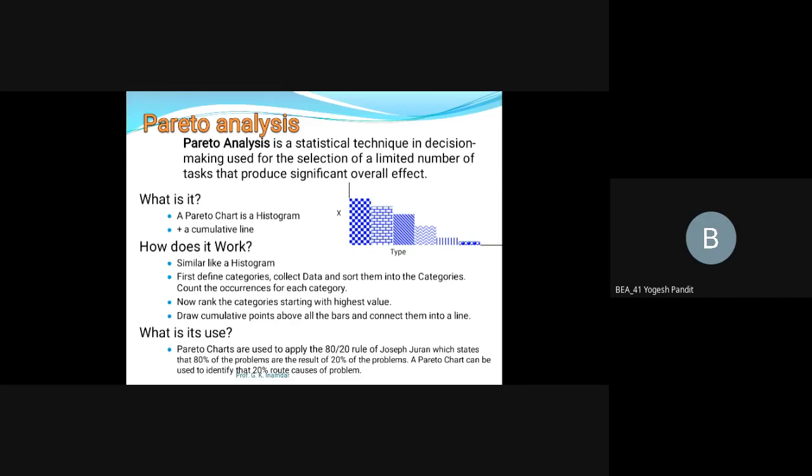How it works is similar to a histogram. First define categories, collect data and sort them into the categories, count the occurrences for each category, and rank the categories starting with the highest value, so in descending order. Pareto charts are used to apply the 80-20 rule of Juran, which states... This Pareto chart was designed by Juran, who is one of the quality gurus.